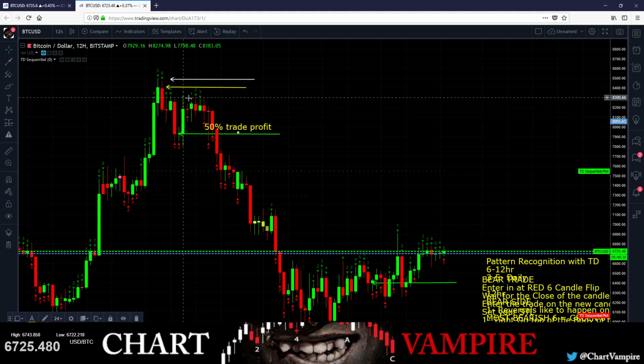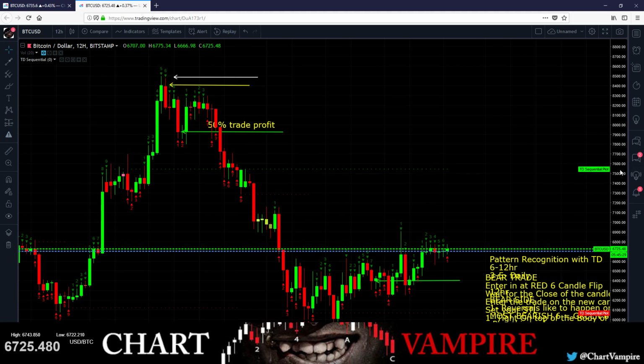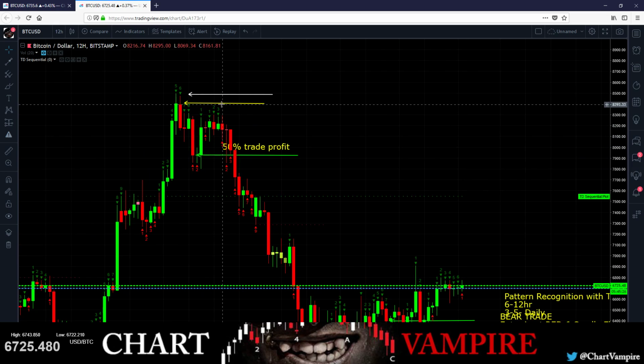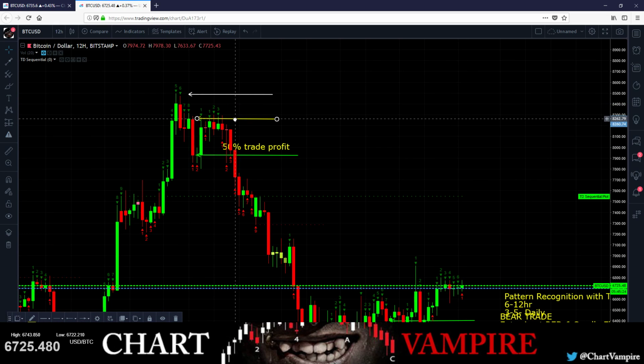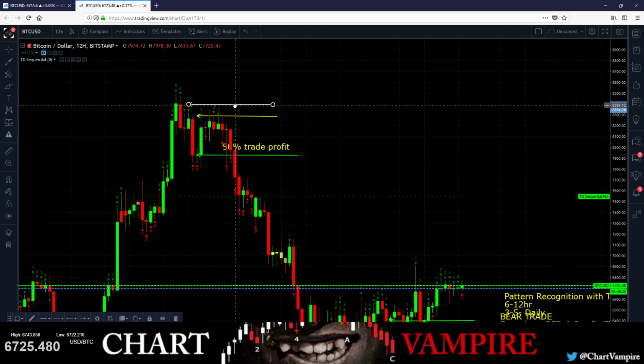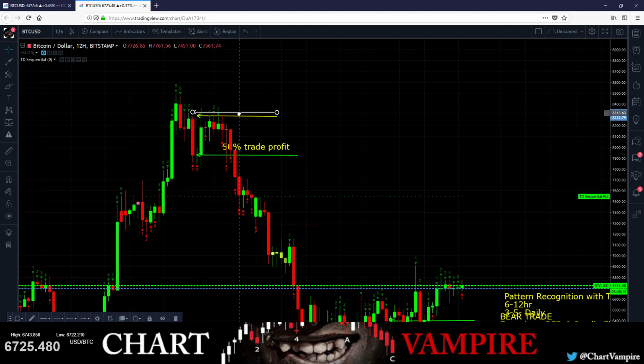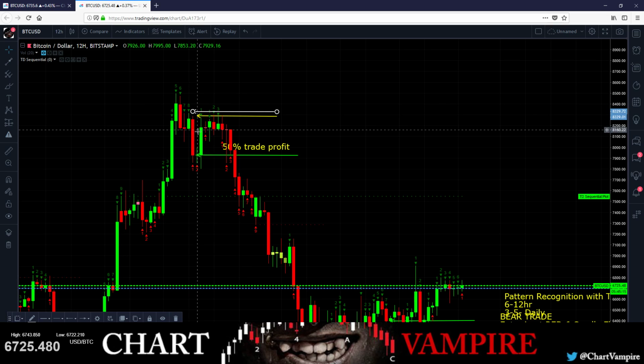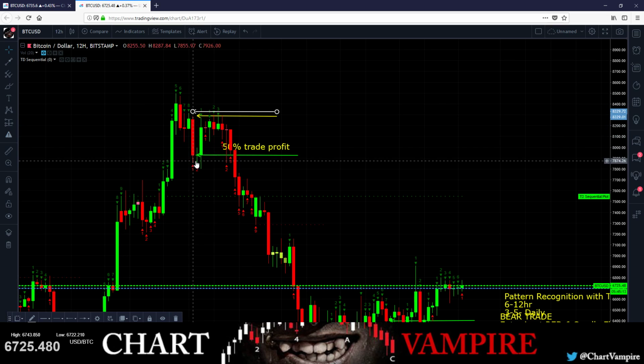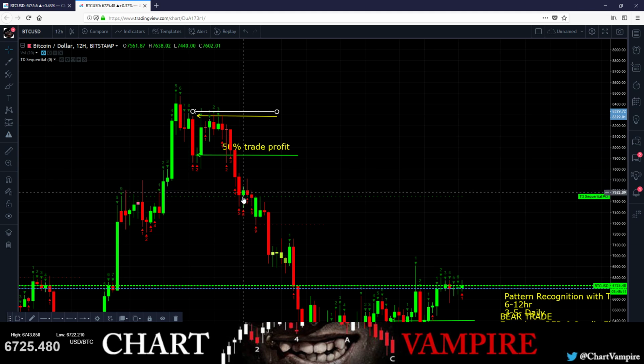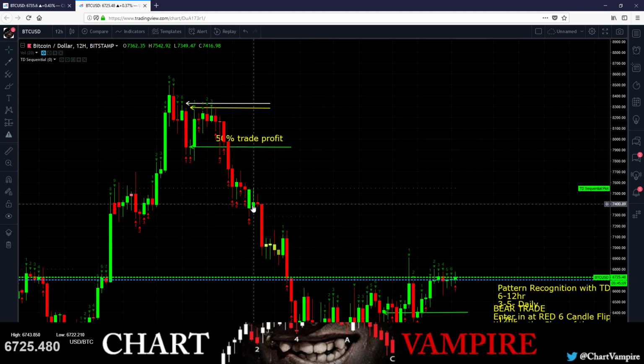Now, this would have been a lot tougher to play, all right? So here you go. This would have been your tight stop loss right over here. Your loose stop loss would have been up here on top of these candles right here. Now, if you would have played a loose stop loss, you would have just monsterly crushed this trade right here.